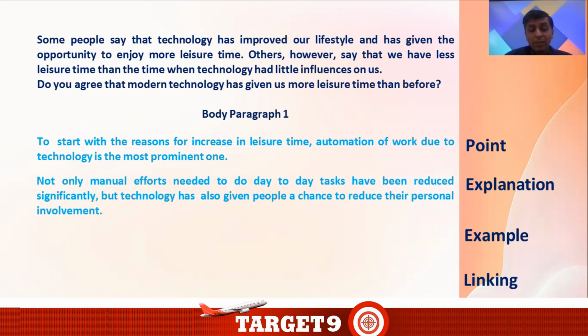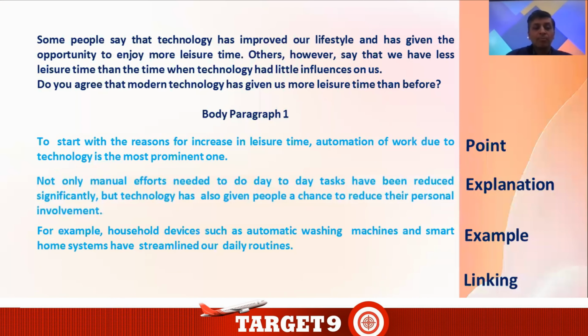Now I will give an example for this explanation. The example is, for example, household devices such as automatic washing machines and smart home systems. These are the examples that I have given. When we use an automatic washing machine, obviously our effort is less, and the time we are supposed to spend on washing clothes is reduced.